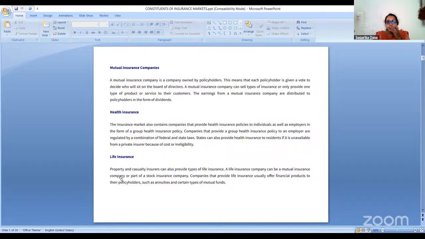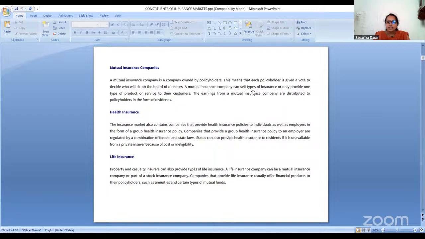Next, we have mutual insurance companies. A mutual insurance company is a company owned by its policyholders. This means each policyholder is given a vote to decide who will sit on the board of directors. Because policyholders are also stakeholders in the insurance company, they are also a part of it. Hence, when deciding who will be on the board of directors, one of the decisions is held with the policyholder, who has the right to vote and select the board of directors. That is what we call a mutual insurance company.